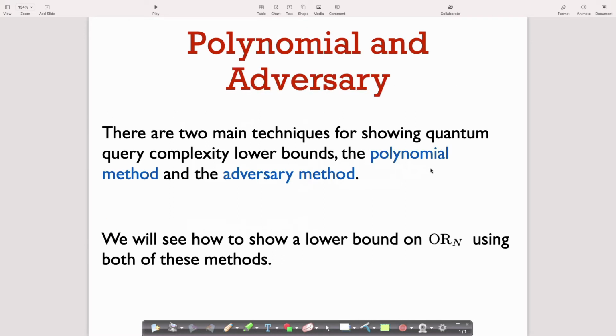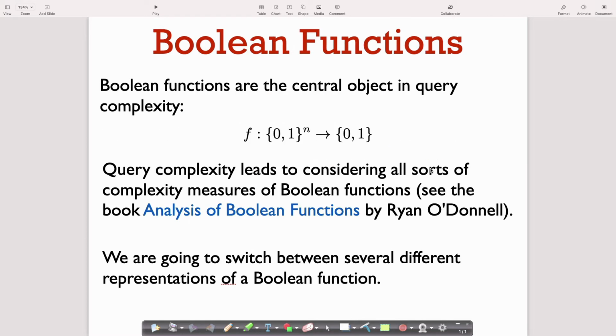There are two main techniques for showing quantum query complexity lower bounds. They are the polynomial method and the adversary method. And we're going to look at both of these methods and see how each of them can show this lower bound of square root of n on the quantum query complexity of the OR function. I'm going to be talking about different representations of Boolean functions for this segment.